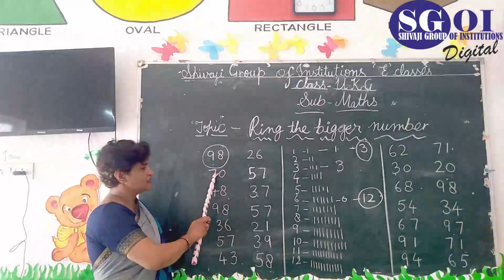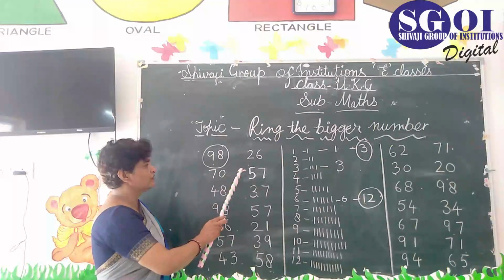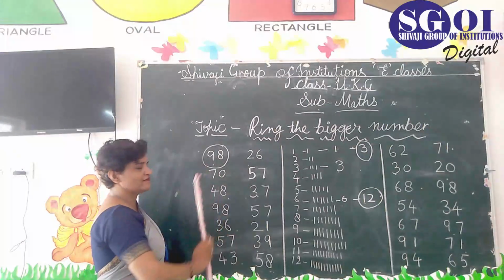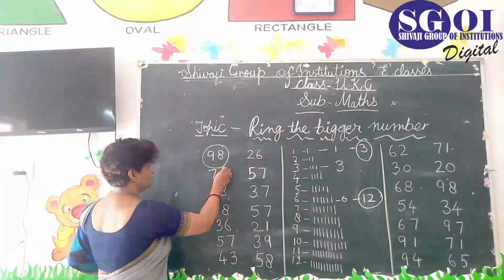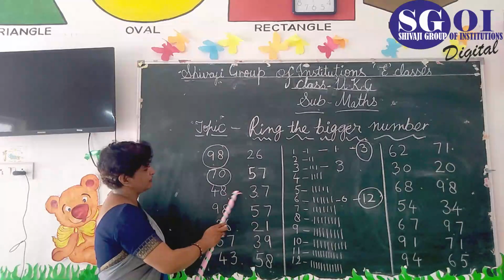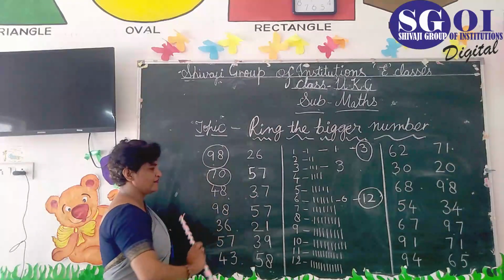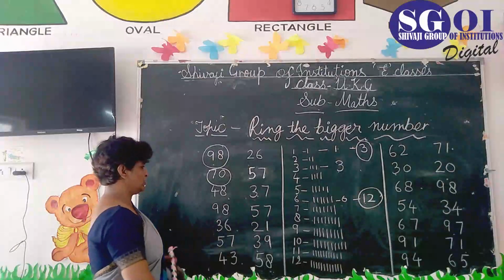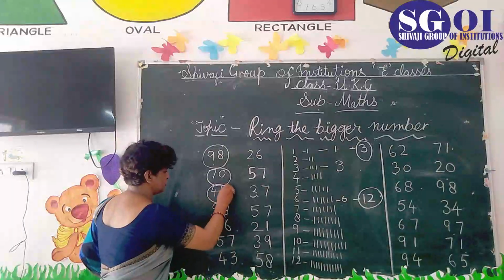70 is bigger now. 70 always comes after 57. That's why 70 is bigger. So we will circle number 70. Here 48 and 37. Which one is bigger? 48. So we will circle number 48.